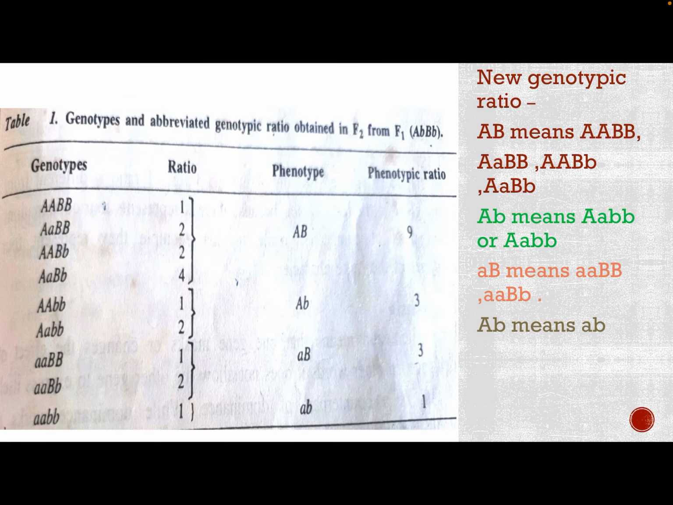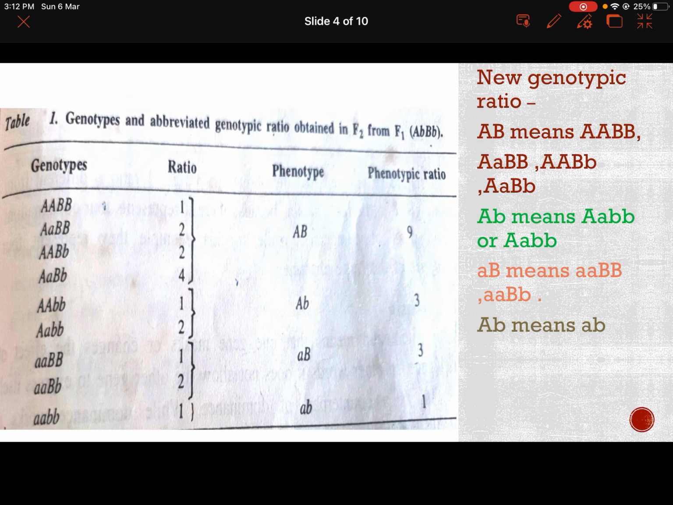Here, for example, when A and B are 2 genes, then the genotypes AABB, homozygous AAbb, that is this one, AA with one B capital and one B small, and AaBB. These 4 types of genotypes will give rise to the AB phenotype.